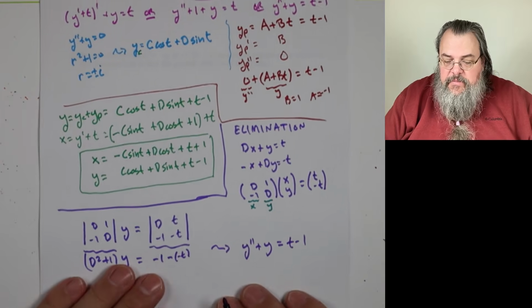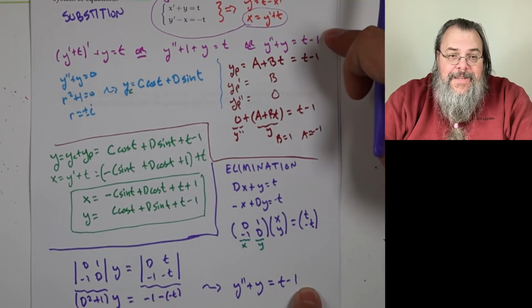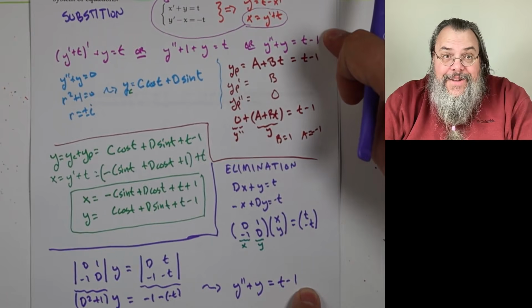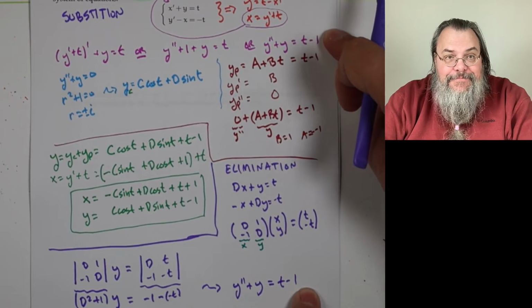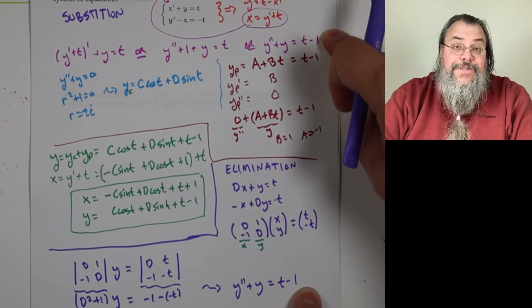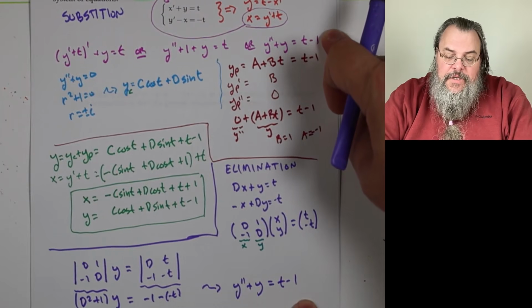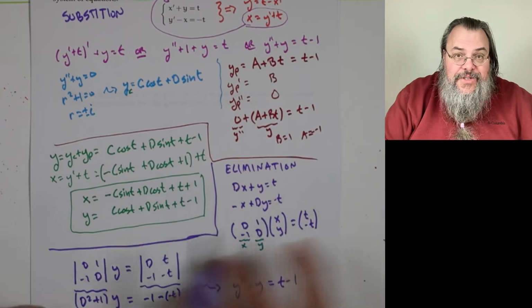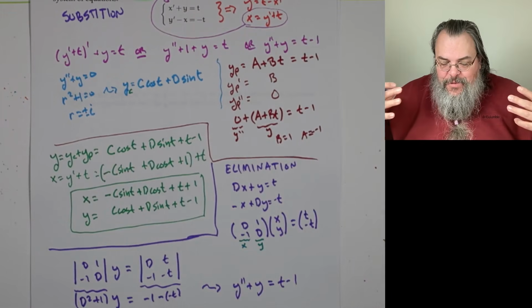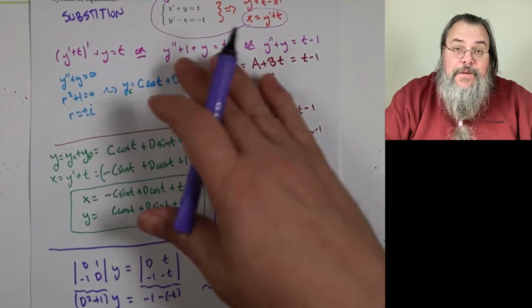Now, I want to point something out. That's what we had up here. From this point, the rest of it's the same. Now that you have an equation with just one variable, solve it using the techniques you already know. And once you have that one, you shouldn't do elimination a second time because that actually complicates things more than it helps. Just pick one of the equations and solve for the other variable.